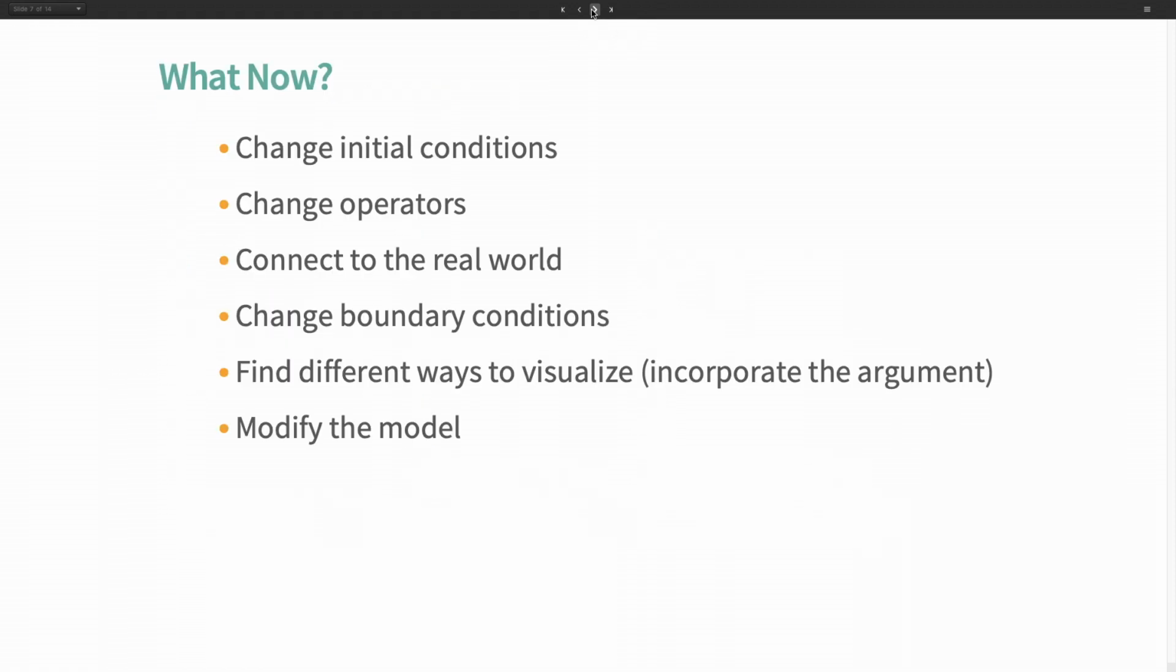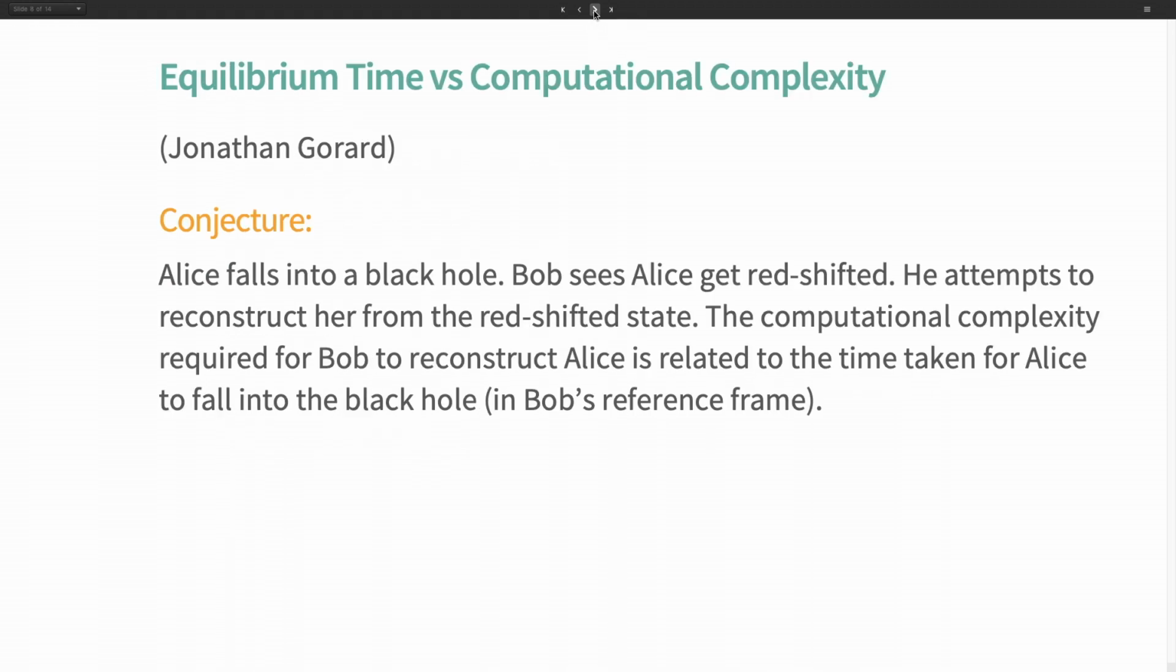So what next? Well, I could change the initial conditions. I could change the operators, see how that affects it. I could try connecting it to the real world. Pretty much do everything that Stephen Wolfram did in NKS I could do with this model. So when I showed this to my mentor, Jonathan, he came up with a conjecture, or a way to connect it to the real world, and this was it.